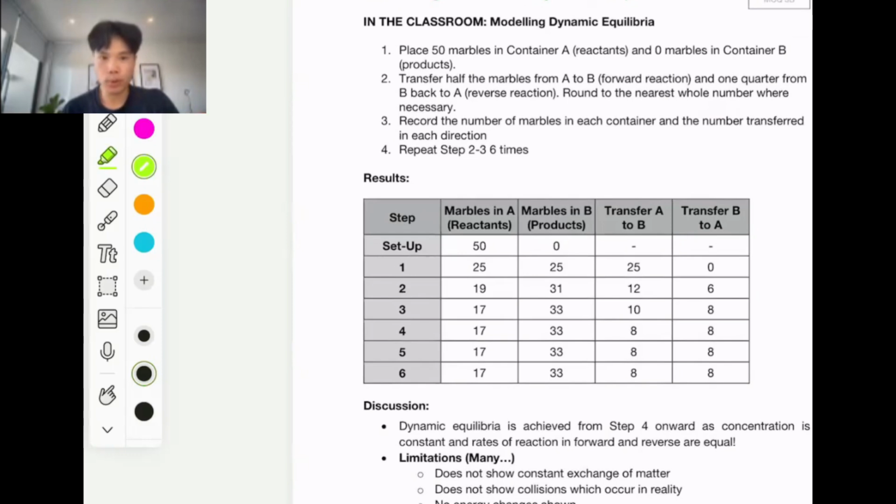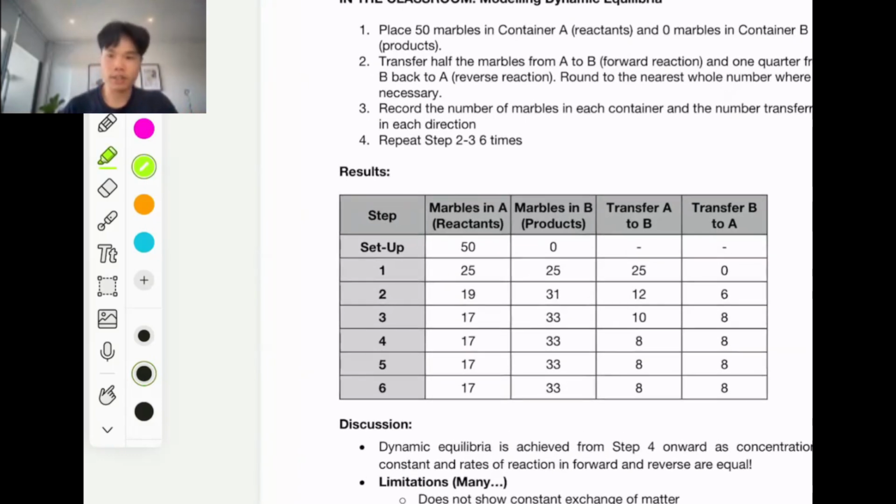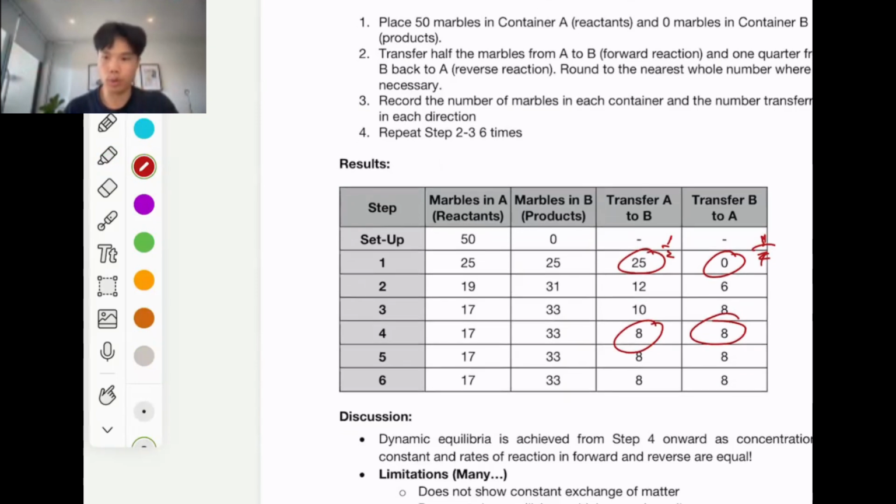You should have models for static and dynamic equilibria. For a dynamic equilibrium, you may have done an experiment where you were transferring things from one container to another, and you had different rates of change initially because one was transferring half and the other was transferring a quarter across. Once you did it enough times, eventually you would reach a rate where the exchange is exactly the same. So this was one way we could model it in the classroom.